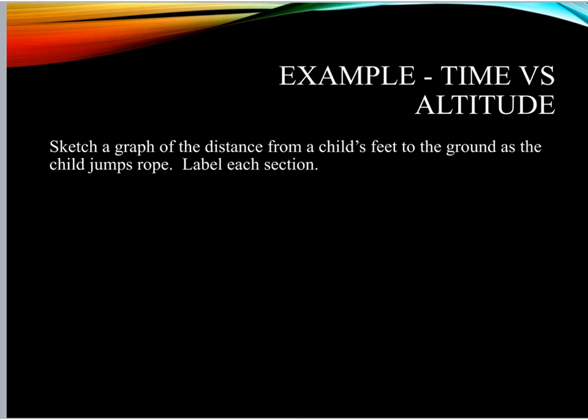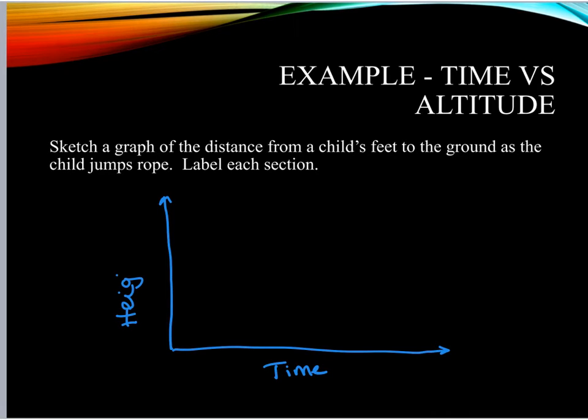Now for our next example, it says sketch a graph of the distance from a child's feet to the ground as the child jump ropes. And then we're going to label each section. So if I draw a graph and we make this our time, and our y-axis is going to be our height or distance.